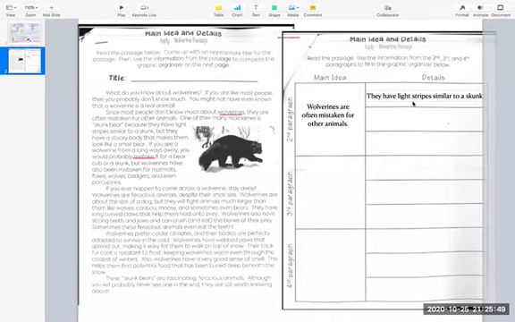Excuse me, I've had a cold, my little scholars. Okay, so let's look for another detail. That they have a stocky body that makes them look like a small bear. I'm going to cheat a little bit. I'm going to copy paste. They have a stocky body similar to a small bear.